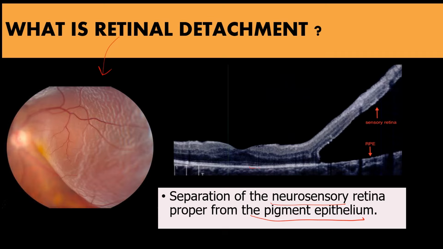The outermost layer, the 10th layer over here that you can see, is hyperreflective, and that is the retinal pigment epithelium. The inner 9 layers are referred to as the neurosensory retina. The separation between the two, as you can see in this OCT, is referred to as the retinal detachment.